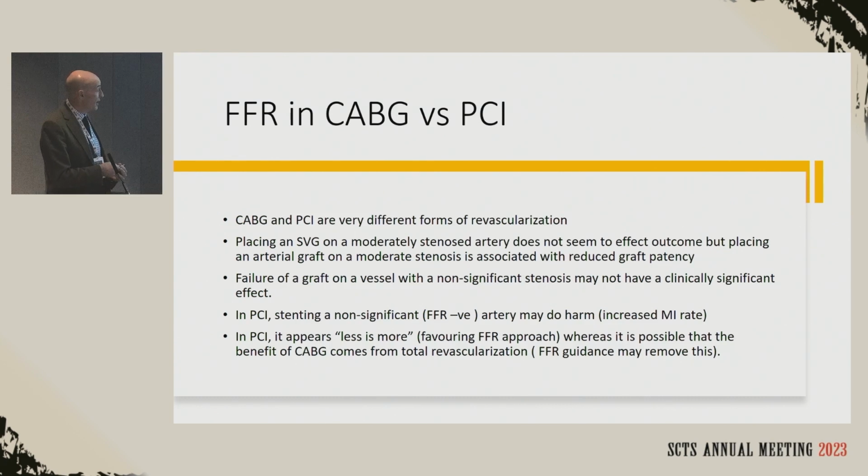Whereas if you come back to PCI, if we stent a non-significant artery, we may do harm because you're putting the patient at risk of stent thrombosis and things. So in PCI, it appears less is more, favouring an FFR approach, whereas in bypass it's possible that the benefit comes from total revascularization. So actually, FFR may remove some of the benefit of bypass grafting.